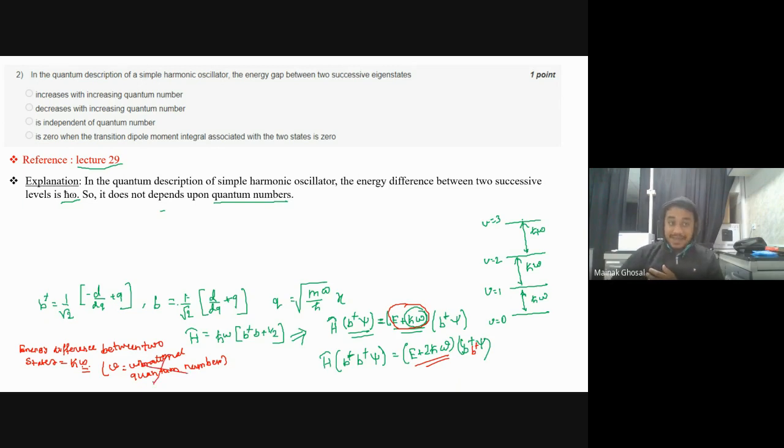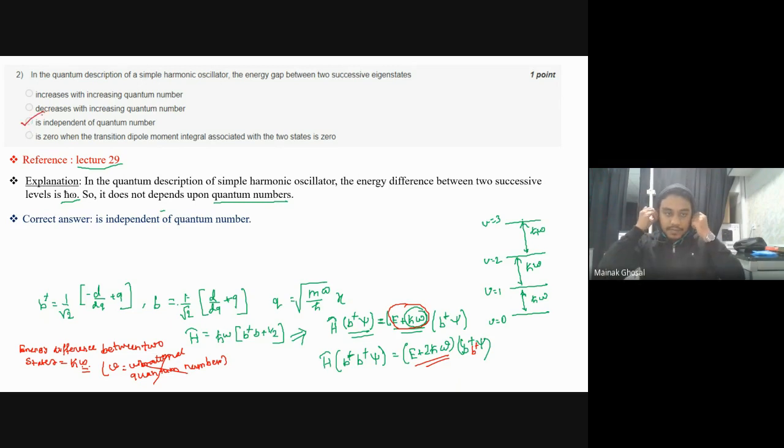So we can say that the energy difference between two successive vibrational levels is independent of the quantum number. So in this case, the answer is that the vibrational energy gap, the gap between two successive vibrational energy levels, is independent of the quantum number. Also, in lecture 29 you have seen that the energy difference between two states is always constant. It is h cross omega.